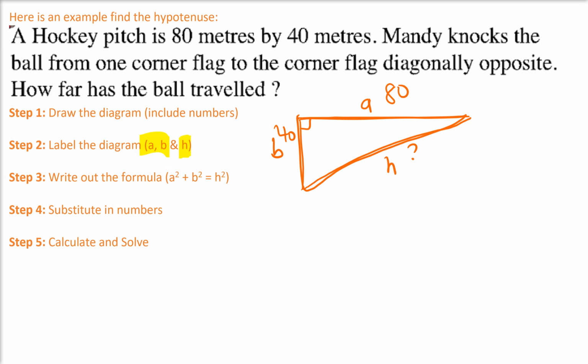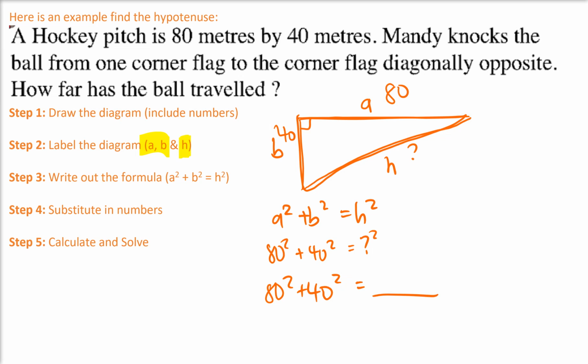Because it's Pythagoras' theorem, I write out the formula. A squared plus B squared equals H squared. I'm now substituting the numbers. So B is 40 squared, A is 80 squared, and H is my question mark. So now I calculate and solve. In my calculator I'll put 80 squared plus 40 squared, and I'll get an answer. And then I'll take the square root of that answer, which is a certain number.